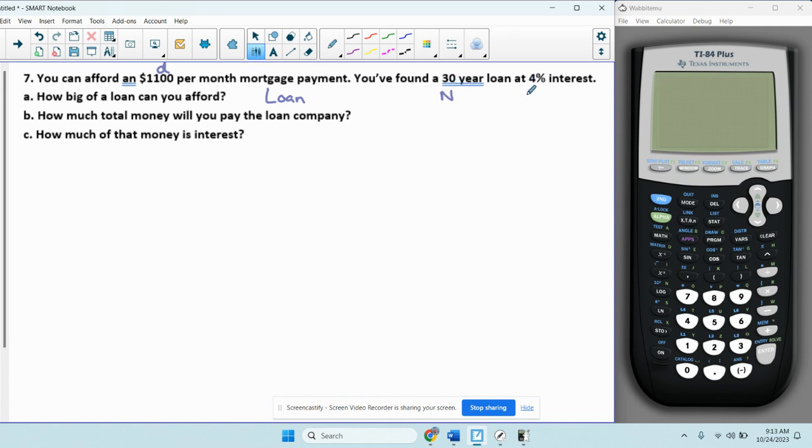30-year loan, so N is 30. R is our interest rate, which is 0.04. And we are making monthly payments, so K is 12.